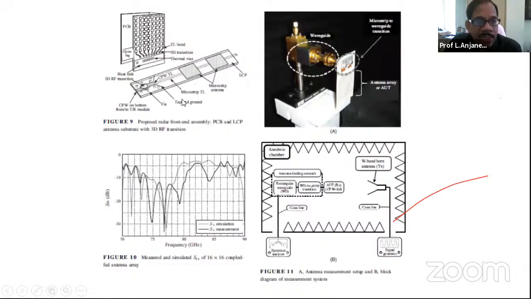So that's all. This is how it is finally integrated, and typically they test this antenna in an anechoic chamber once it is fabricated, and this is a typical structure on which it is mounted and fabricated. So I think that's the last slide.